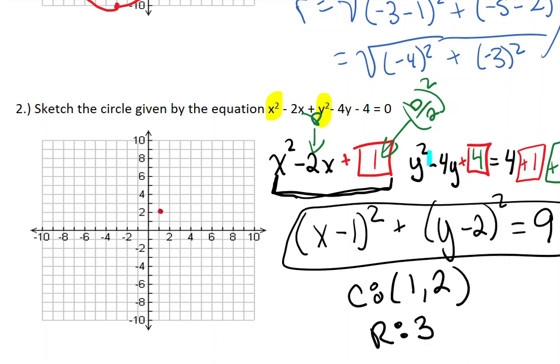That goes right here. And the radius is 3 this time, so I'm going to go 1, 2, 3 up, 1, 2, 3 down, 1, 2, 3 to the side, 1, 2, 3 over here. Connect those. Do better than I did, but connect them.